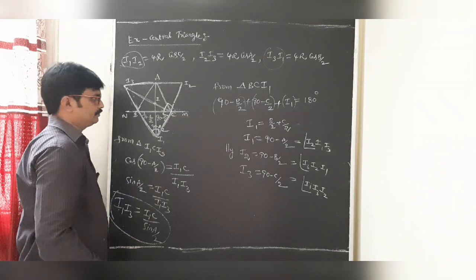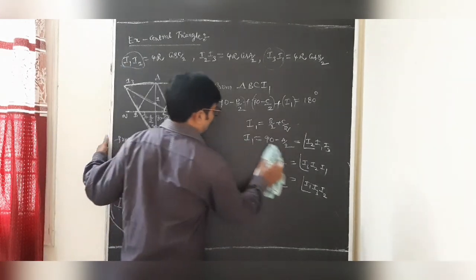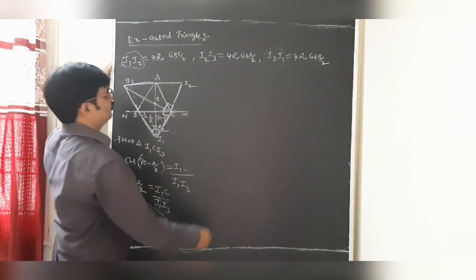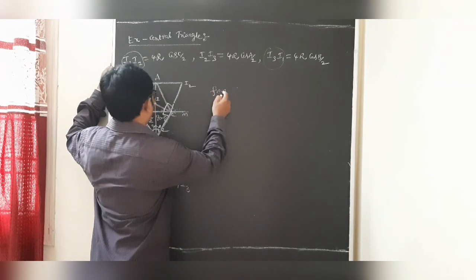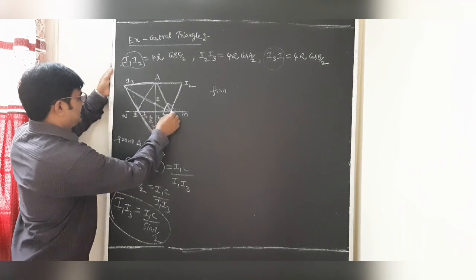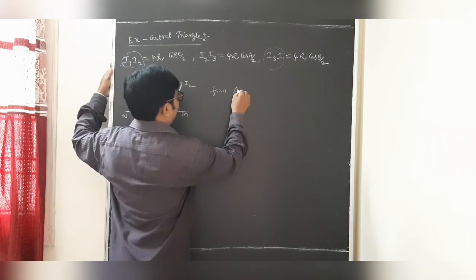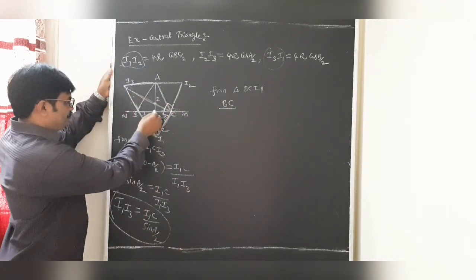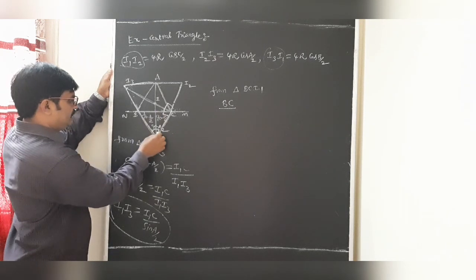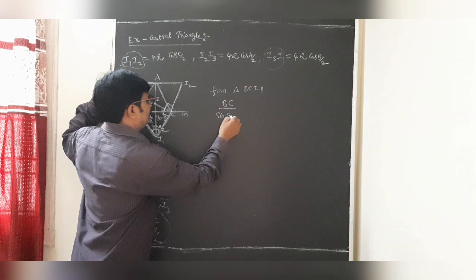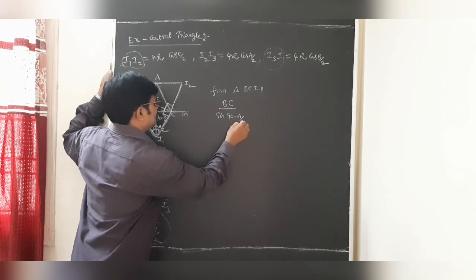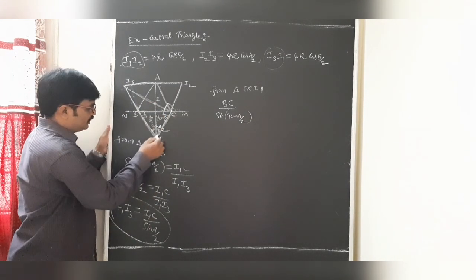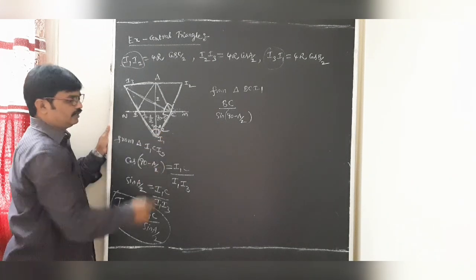My dear students, how to find I1C? We know from the sine rule, a by sin A equal to b by sin B equal to c by sin C. From the triangle B C I1, all of you observe, BC by sine of the opposite angle. Therefore BC by sine of 90 minus A by 2. I1 is the angle 90 minus A by 2.